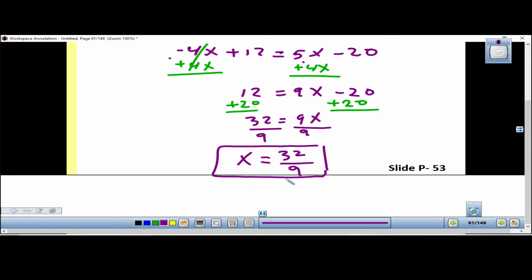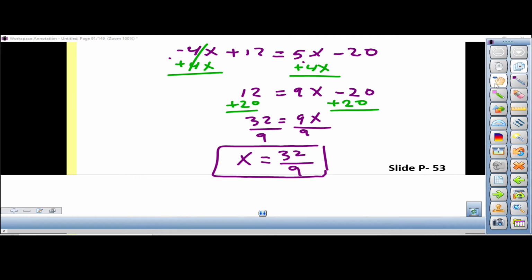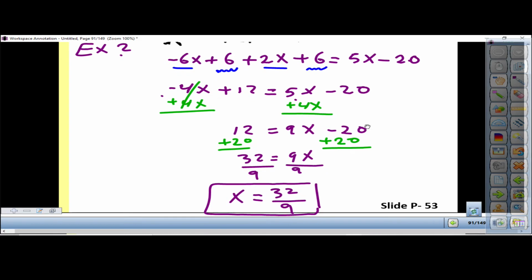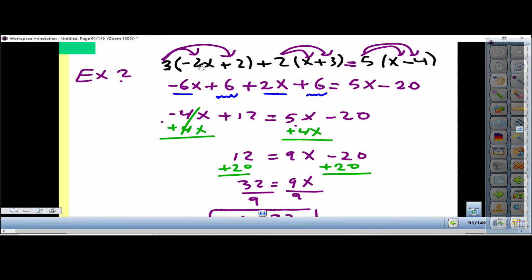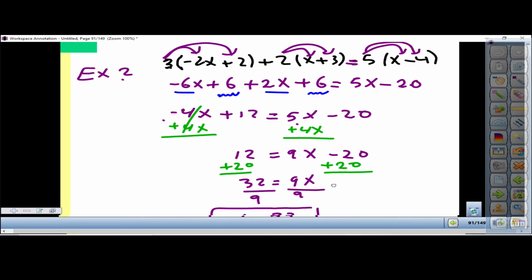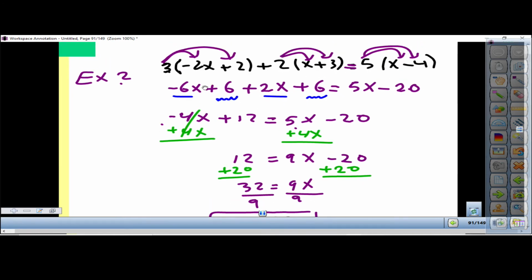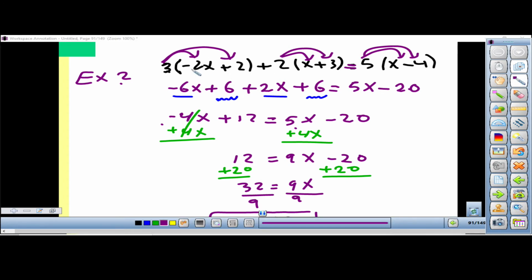So if I were to check my answer, I would highly recommend that you check it in the original equation. So put 32 over 9 in every single time you see x, which is going to be kind of cumbersome here and here. But that's the optimum if you want to make sure this is the correct one. You take 32 over 9 and plug it here, and then you multiply, plug it here, and then you distribute, plug it here, distribute.